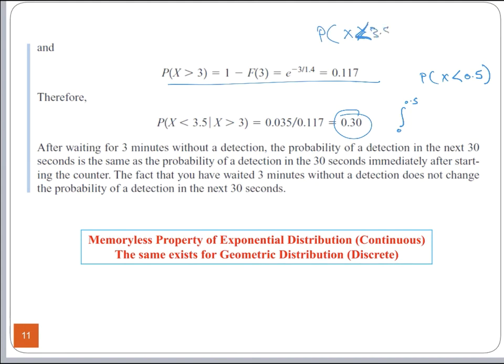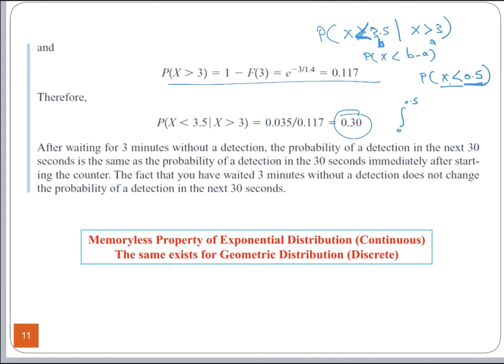This is exactly the same as the value that we got for the first part of this example, where we did not wait at all, and asked what's the probability that we encounter an occurrence within half a minute. It was exactly the same as waiting for 3 minutes and then encountering a particle in the coming half a minute, which is this conditional probability.